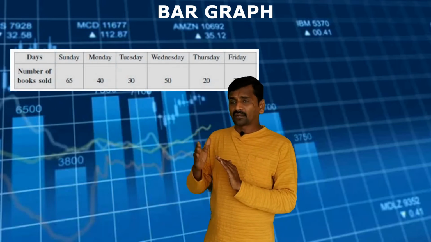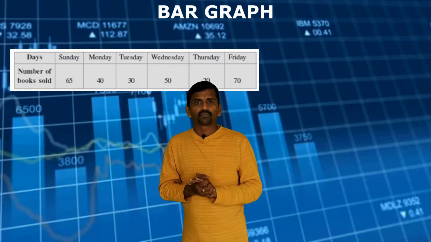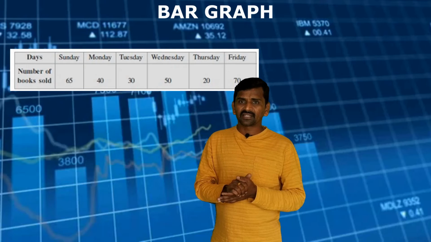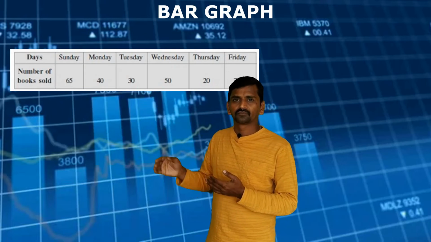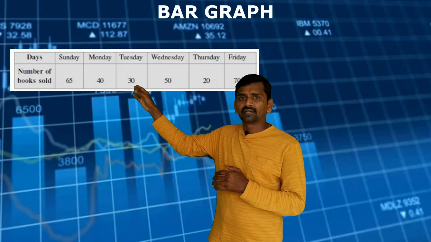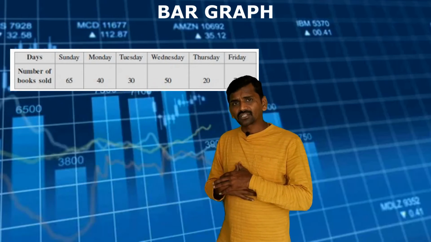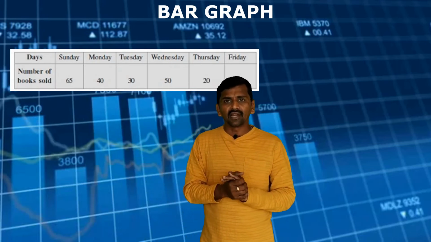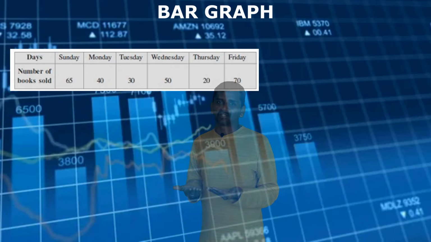The number of mathematics books sold by a shopkeeper on 6 consecutive days is shown here. The table shows the days and the number of books sold. Let us draw a bar graph to represent the above information, choosing the scale of our choice.